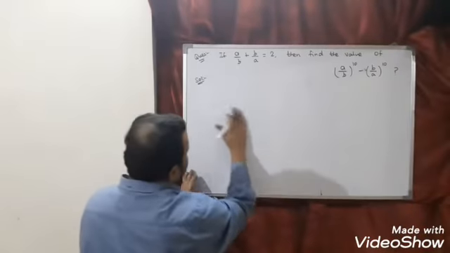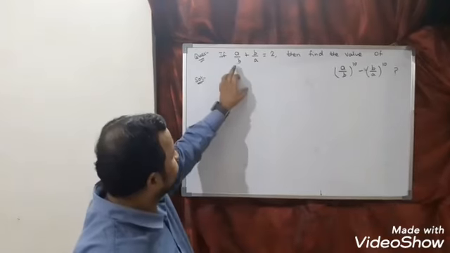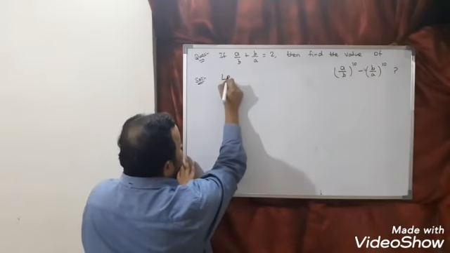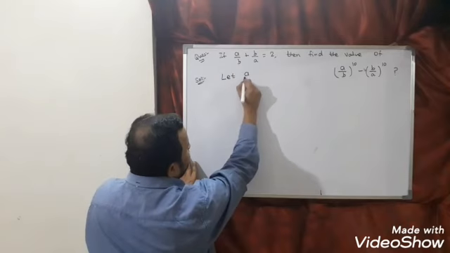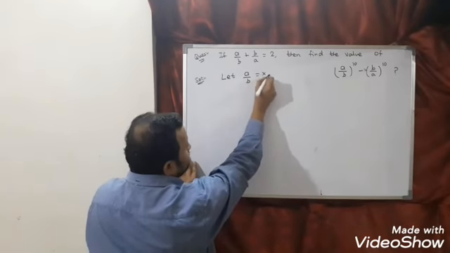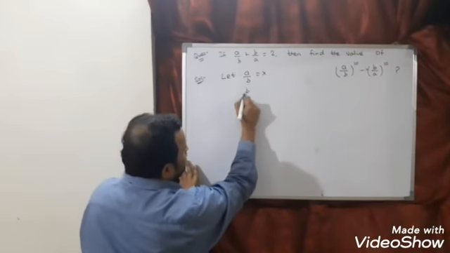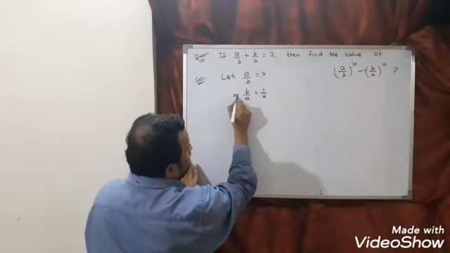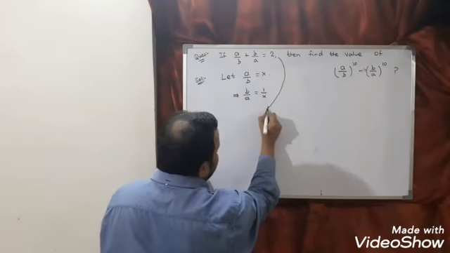Now look here, I think again very simple. If this is x, this will be its reciprocal. So what I am doing, I am assuming one term to be x. Let a by b is equal to x. So b by a will become what? Can I say 1 by x? Yes or no? So these values I am keeping here.